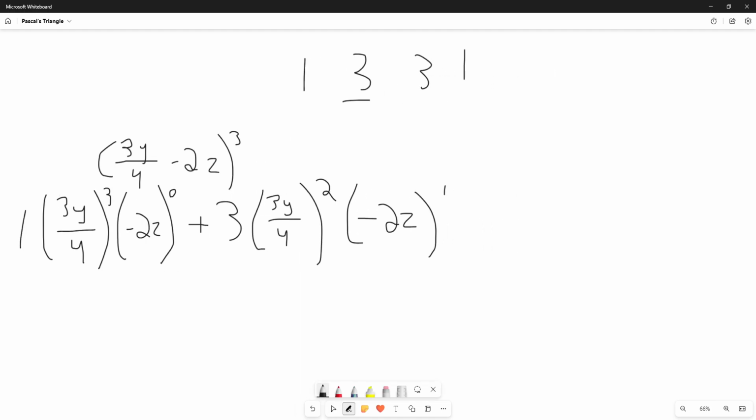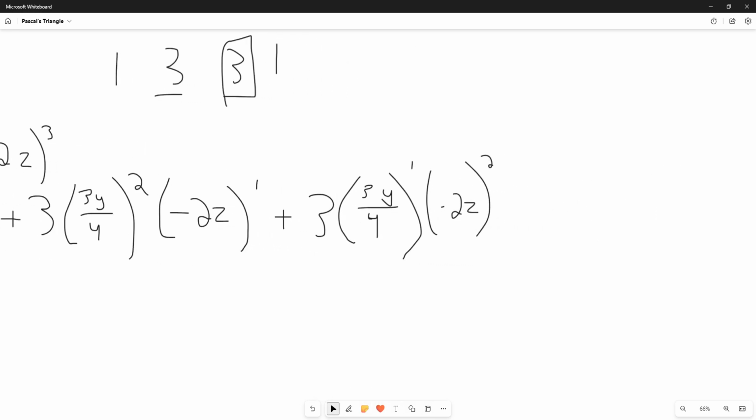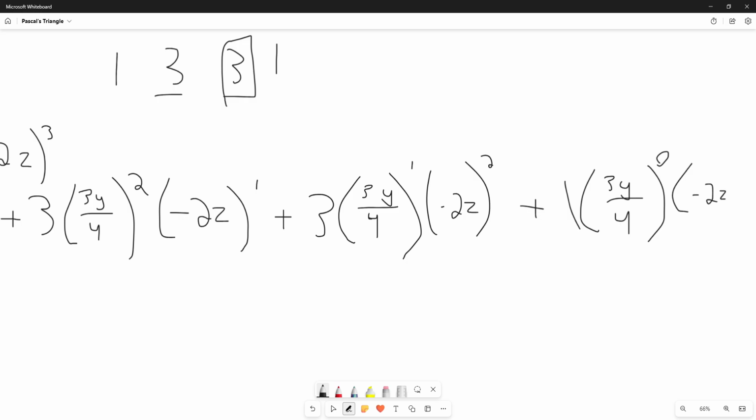Next, we also have another 3y to the power of 4, 3y divided by 4 to the power of 1, and minus 2z to the power of 2, plus 1, 3y to the power of 4 to the power of 0, multiplied by minus 2z to the power of 3.